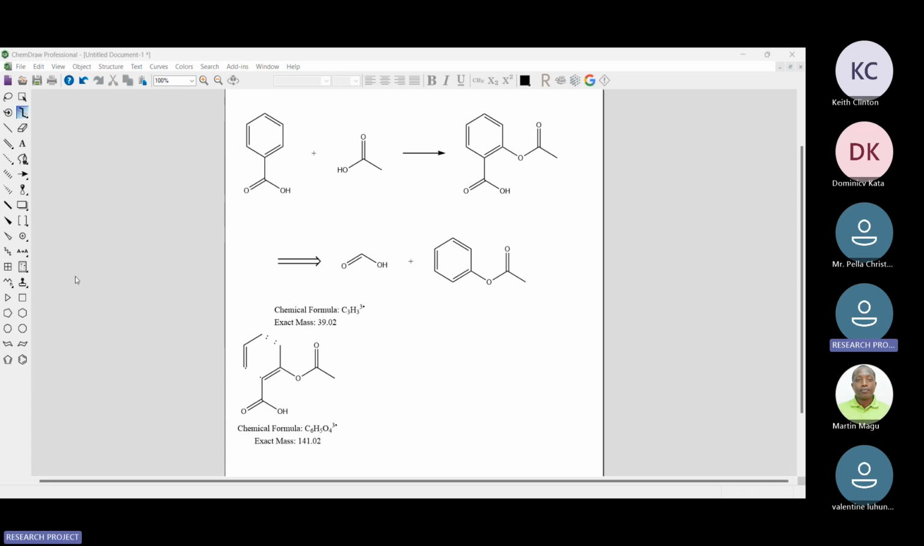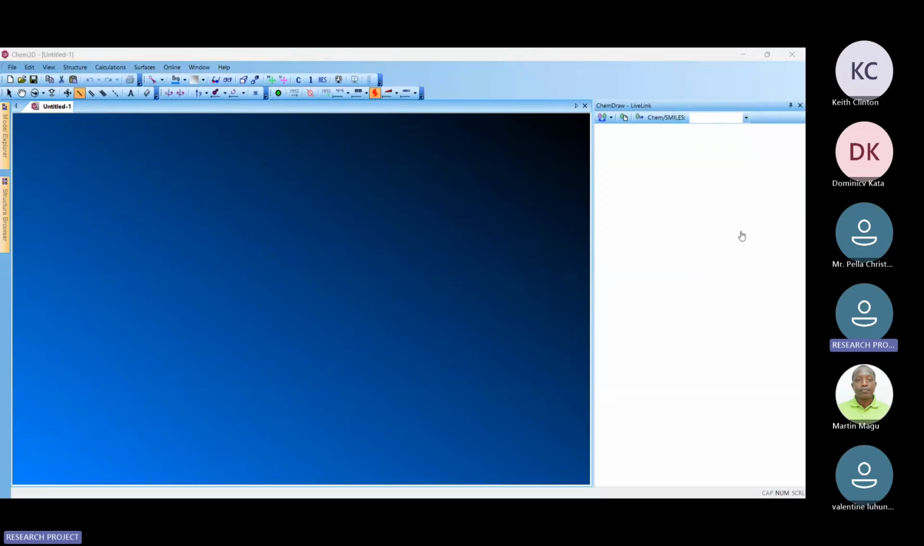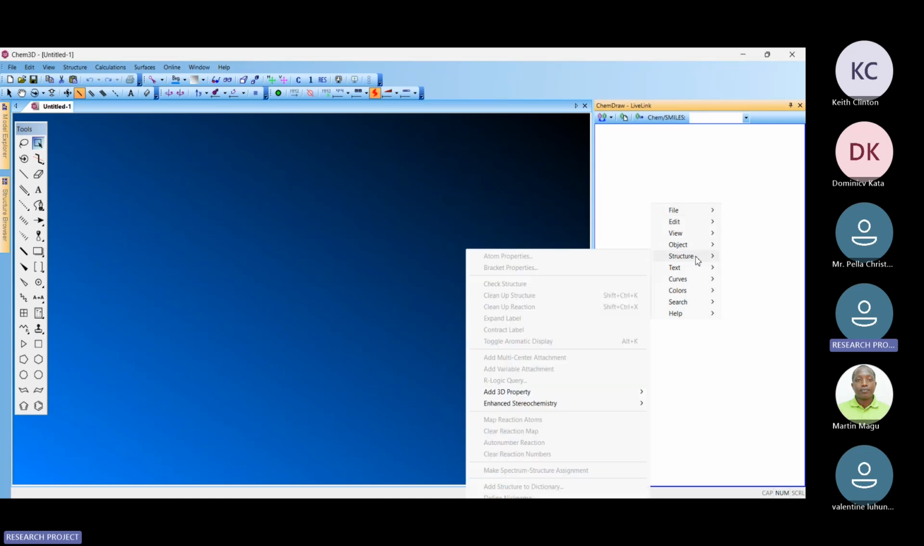So I want to open the 3D one, so that was 2D, the 2D. So let me share the 3D one. So the 3D integrates, we have on the right, the ChemDraw 2D. So I can convert name to structure.